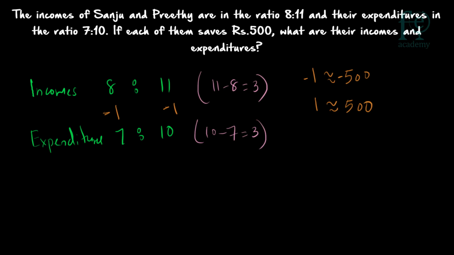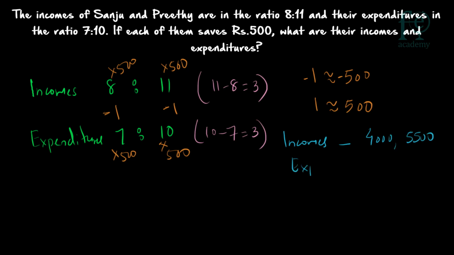So what is your income? Your income will be equal to 8 into 500 and 11 into 500. And what will be your expenditure? 7 into 500 and 10 into 500. So you will be getting your incomes and your expenditures as simple as that. So what are your incomes? Incomes of Sanju and Preeti will be equal to 4,000 and 5,500. And what about expenditures? Expenditures will be equal to 3,500 and 5,000.